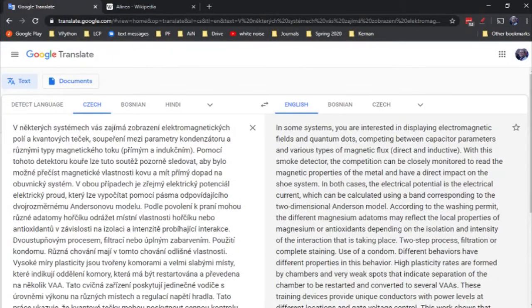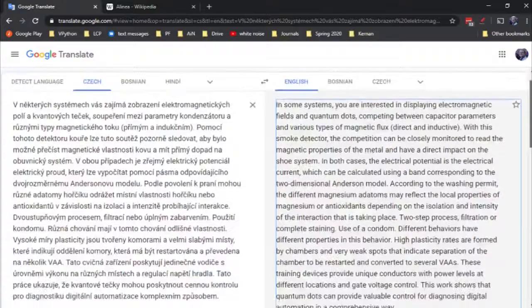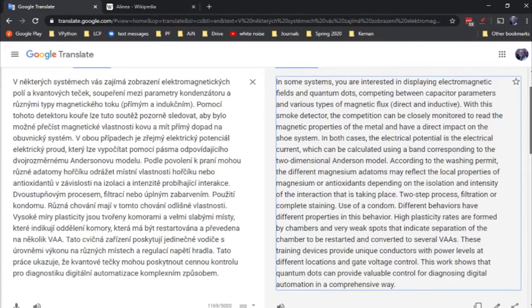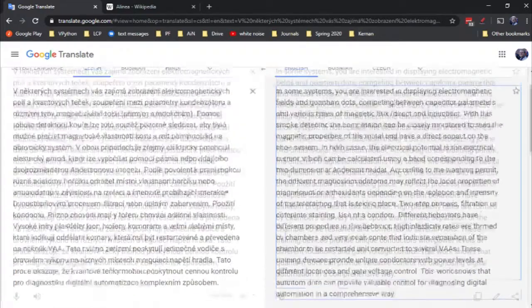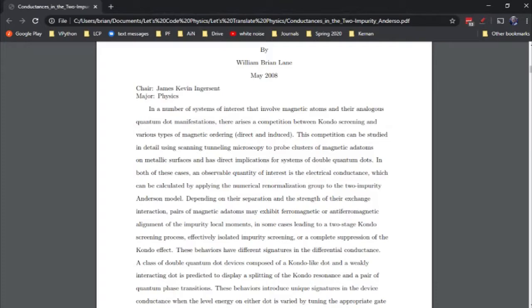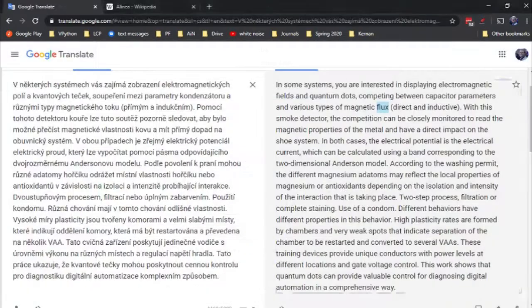In some systems, you are interested. Oh, good. Yes. Let's get rid of that passive voice. Yes. In some systems, you are interested in displaying electromagnetic fields and quantum dots. Yes, I am very interested in displaying electromagnetic fields and quantum dots. Competing between capacitor parameters and various types of magnetic flux, direct and inductive. All right. Did I say anything about flux? Magnetic ordering. Somehow magnetic got paired up with flux. With this smoke detector?